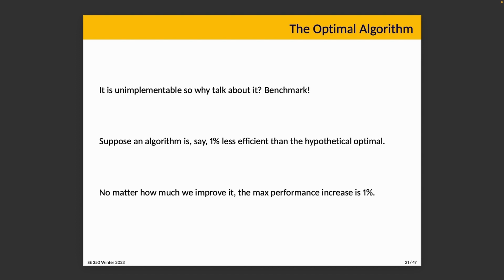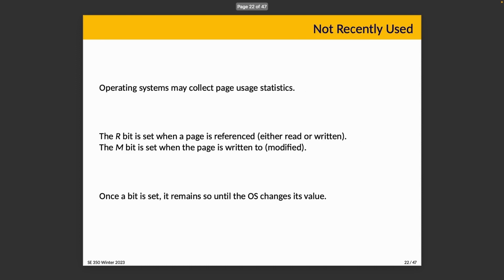So let's talk about some algorithms that are actually possible to implement. So the first one is called not recently used. And operating systems can collect page usage statistics and use status bits associated with each page, which we will call R and M. R is referenced, M is modified. The R bit is set whenever a page is referenced, whether that is a read or a write. And the M bit is set when the page is written to, that is, modified in some way.